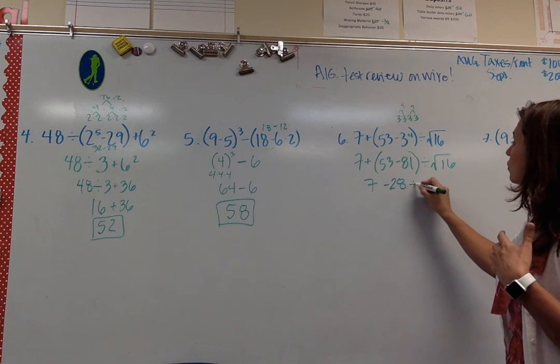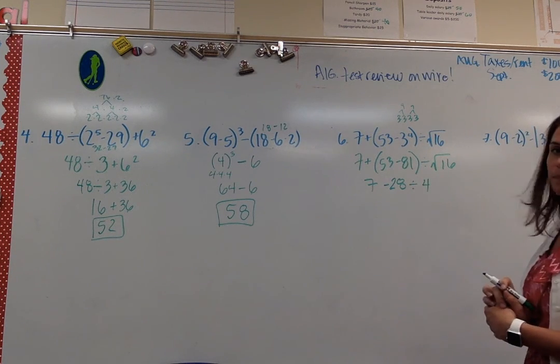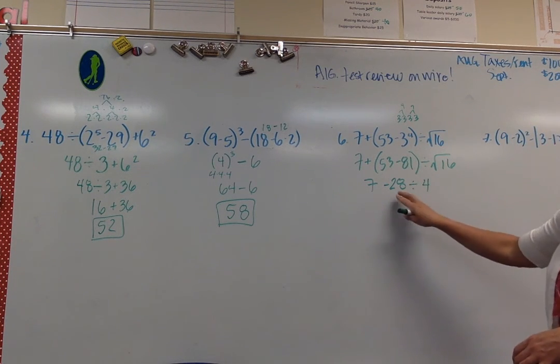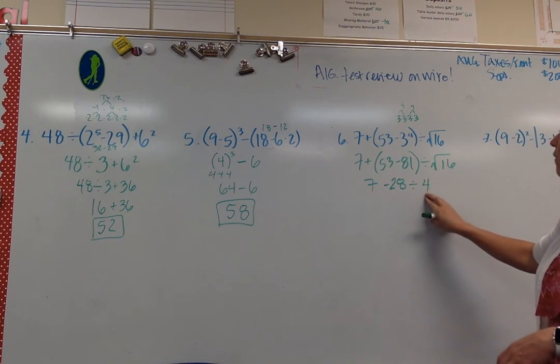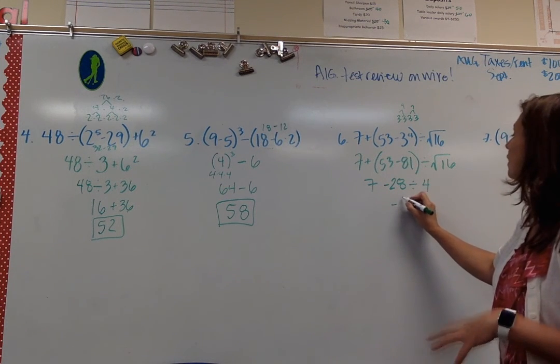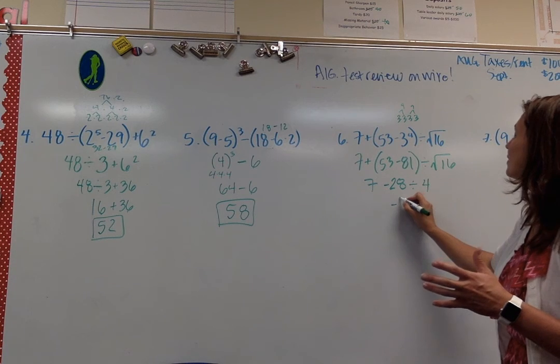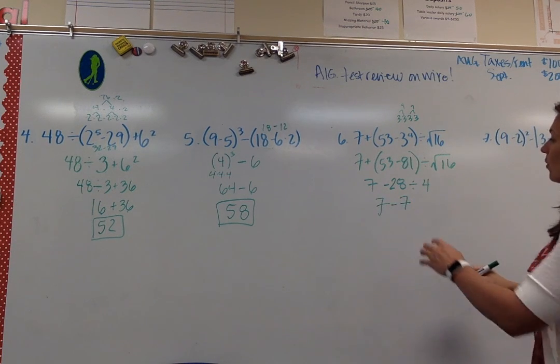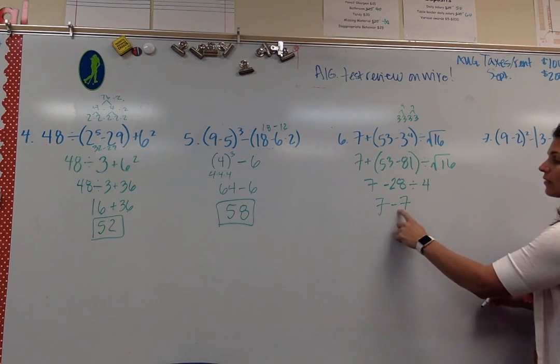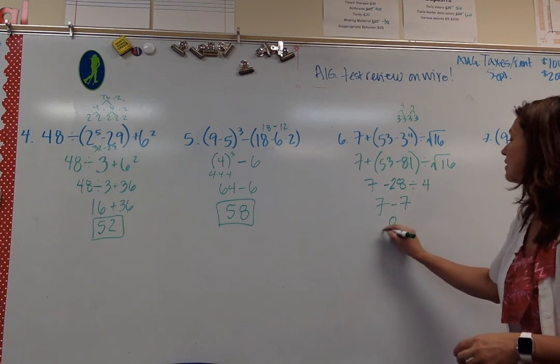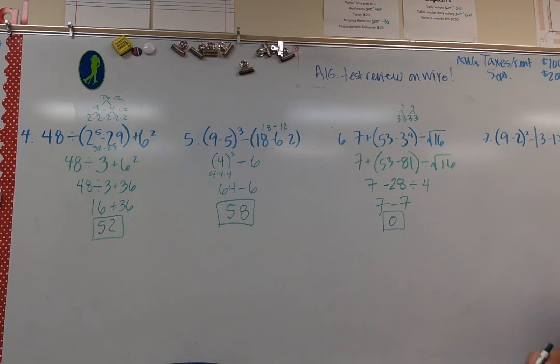And I know that the square root of 16 is 4. So now I have this negative 28 divided by 4, and that gives me a negative 7, sorry. So negative 28 divided by 4 is negative 7, and then 7 minus 7 is 0. So my answer for number 6 should be 0.